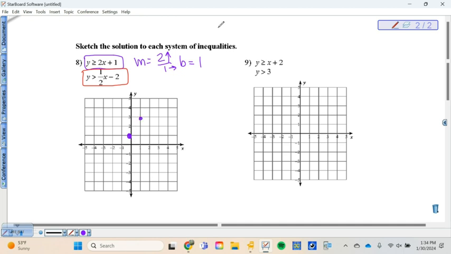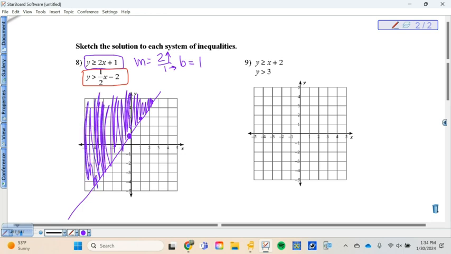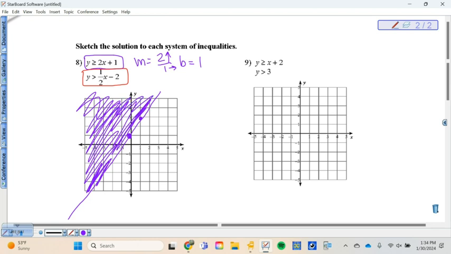Now I can draw my line, but am I going to use a solid line or a dotted line? Solid. And it's greater than, so what does that mean? Shade above. Am I done? No, I have a second one to do, don't I? Okay, I've got that one done.